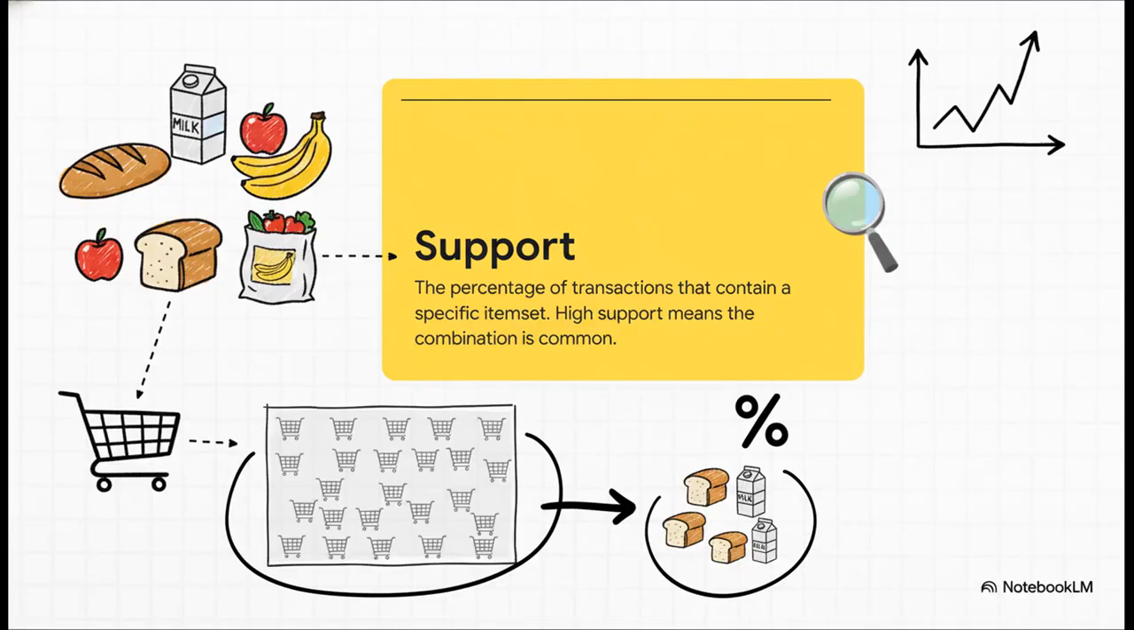Our first metric is called support. And honestly, this one's the most straightforward of the bunch. It just measures how often a set of items appears in all of the transactions. So if bread and milk shows up in 200 out of 1,000 shopping trips, its support is 20%. It's just a basic measure of popularity. A rule with really low support might not be that useful, even if it's kind of interesting.